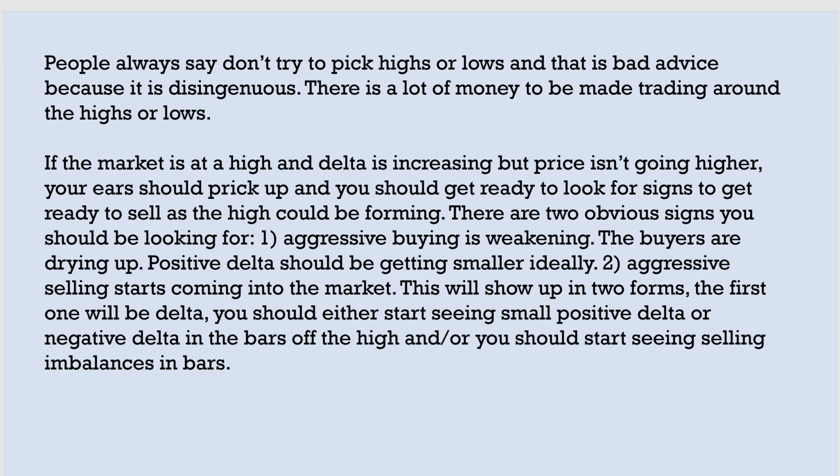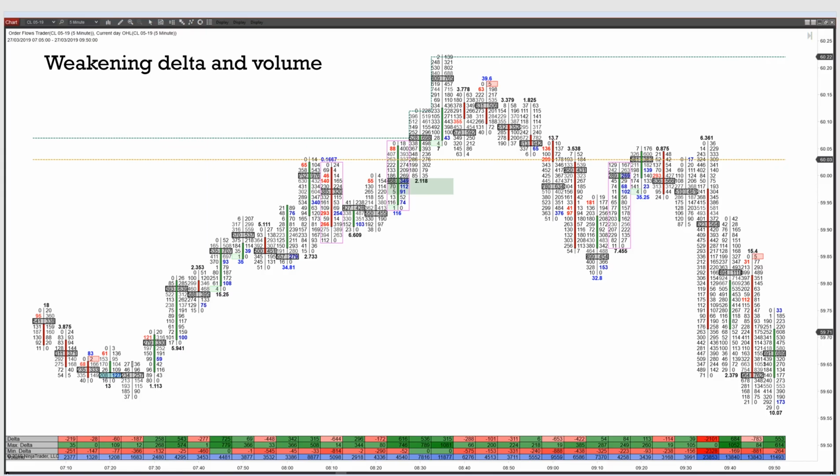Or aggressive selling starts coming into the market, and it's going to show up in two forms. First one will be the delta. So you should either start seeing small positive delta or negative delta in the bars off the highs, or you should start seeing selling imbalances in the bar. So this is what I mean, right?